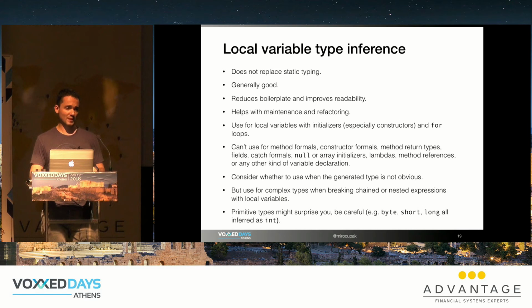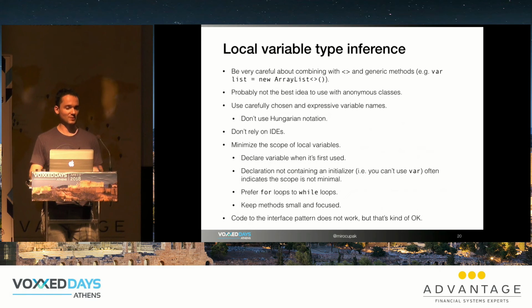Be careful when it comes to primitive types. Type inference works there, but things like byte, short, and long get all inferred as int, so it might not be what you expect. Similarly, be very careful about combining it with the diamond operator and generic methods. Probably not the best idea to use them with anonymous classes either. And it's more important than ever to use very expressive names for variables now.